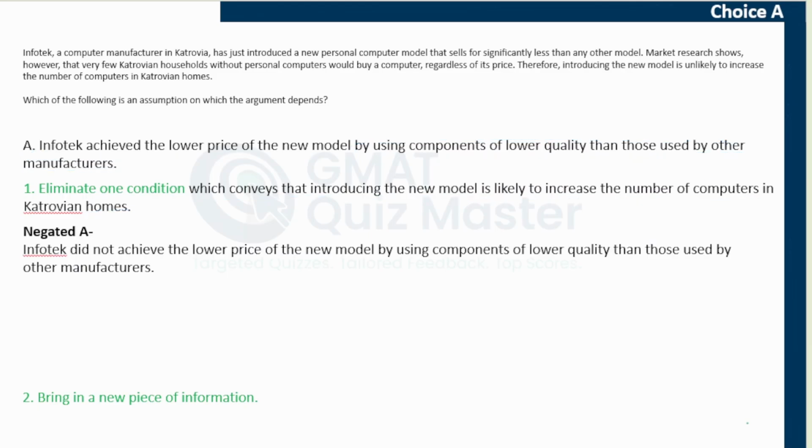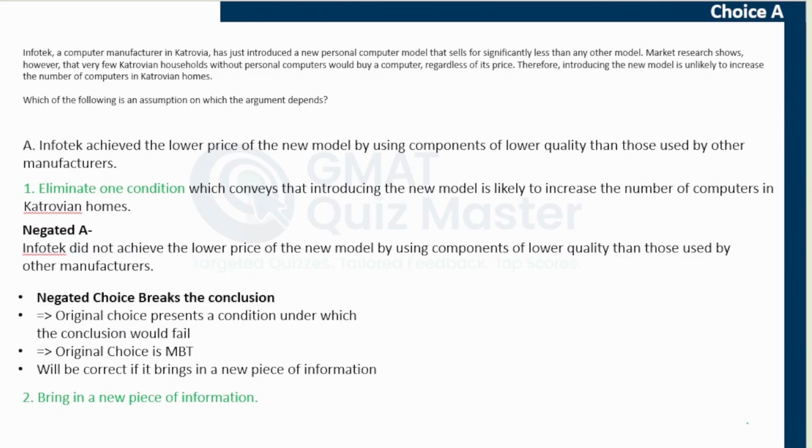How will we do that? We will negate choice A. Negated choice A is: Infotech did not achieve the lower price of the new model by using components of lower quality than those used by other manufacturers. So, if the negated choice breaks the conclusion, it means that the original choice was presenting a condition under which the conclusion would fail, and the original choice was must be true. So, it will be correct if it brings in a new piece of information.